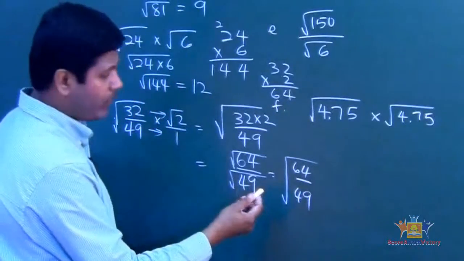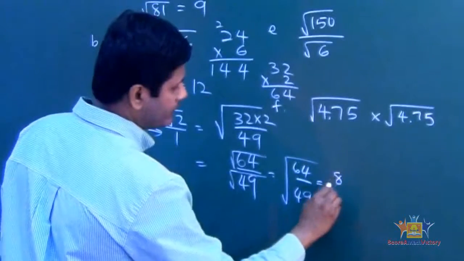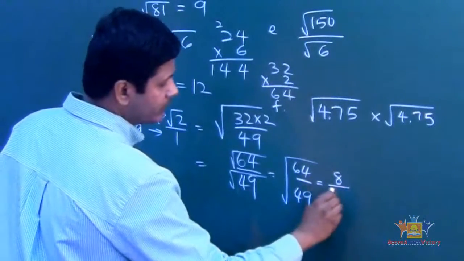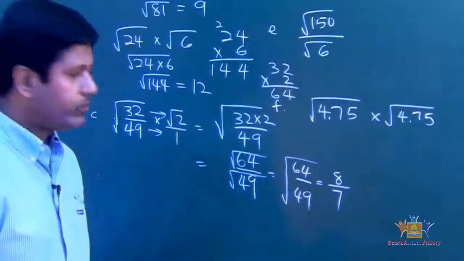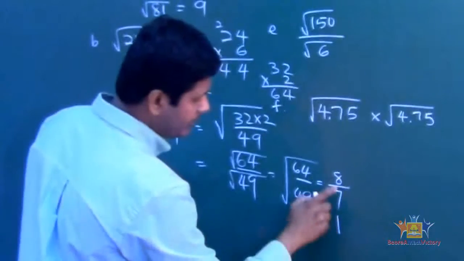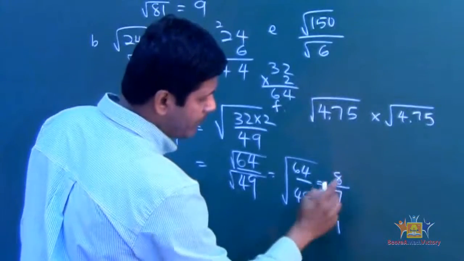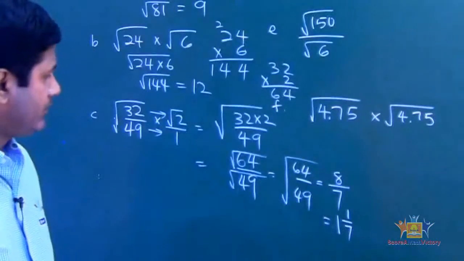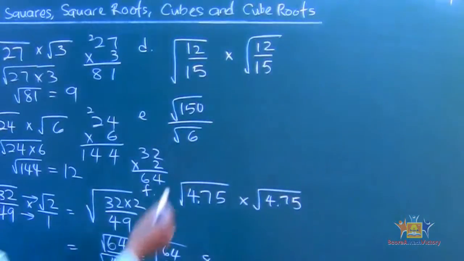64 square root will be what? 8. Square root of 49, 7. 8 over 7. Do I leave it like that? No, that's an improper fraction. 1, because in 8 there's how many 7? 1. Balance will be 1 over 7. 1 over 7. Alright?